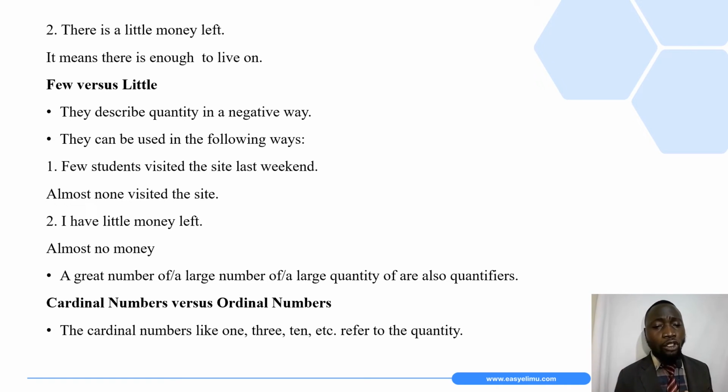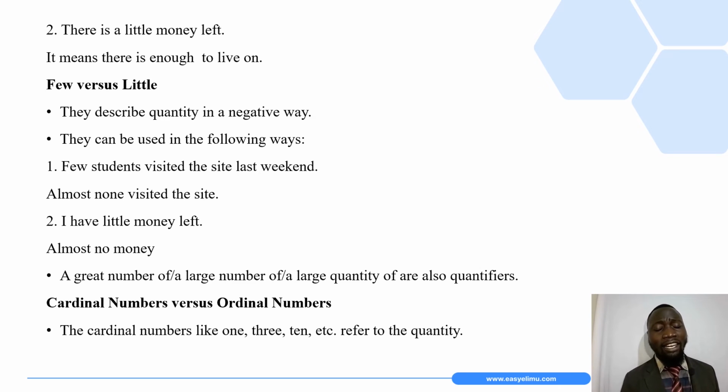So again, we also have quantifiers that can be used differently in sentences. We have examples like a great number of, a large number of, a large quantity of. These are also quantifiers that we can use to talk about the amount of things where we cannot give the exact number or figure, but at least we can estimate. Apart from that, we also have the cardinal numbers and what we call the ordinal numbers.